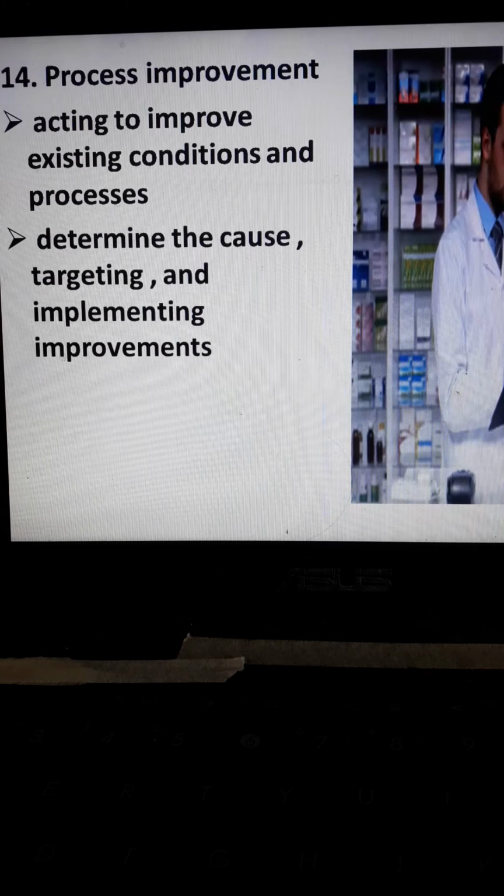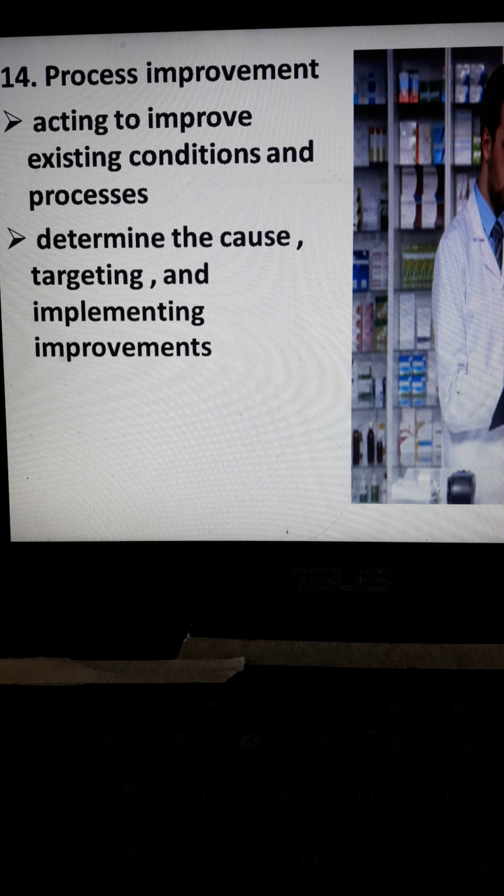Okay? Next, process improvement: acting to improve existing conditions and processes, determining the cost, targeting and implementing improvements. In process improvement, the chief pharmacist or the pharmacist manager will determine improvements. Okay, so how do you assess improvements? Based on assessment. So what are the evaluations, what are their weaknesses, so that is where you base your improvements. Okay, based on the evaluations and assessment of certain employees.